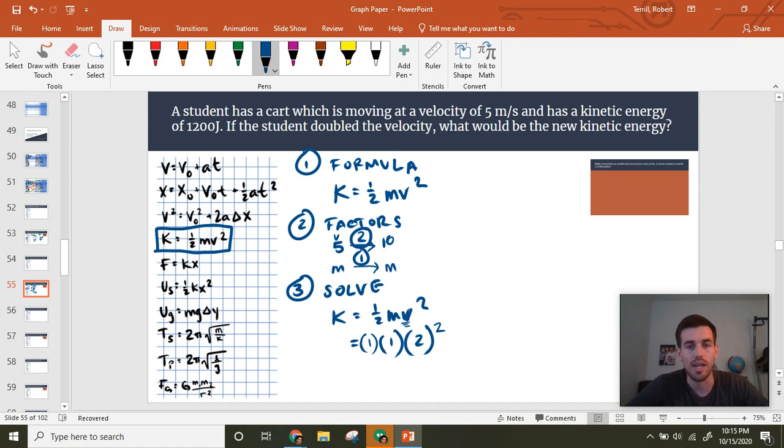So you can either just not worry about it ever, or you can just put in a 1 there as well. Okay, so I have no change to my 1/2, no change to my m, but my velocity is doubling and I'm squaring that. So on the right side of my equation, I'm going up by a factor of 4. That means I need to go up by a factor of 4 on the left side as well. If I was at 1200, I'm at 1200 times 4. So the answer is 4,800 joules.